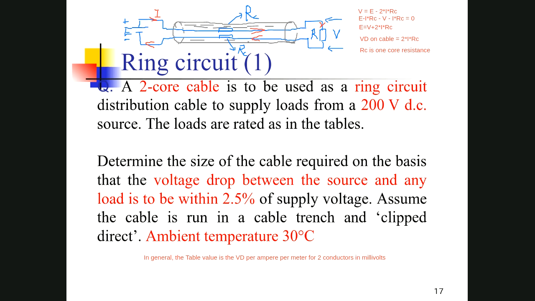Now, one core total resistance is equal to the cable length times the voltage drop per ampere per meter, and divided by factor 2.